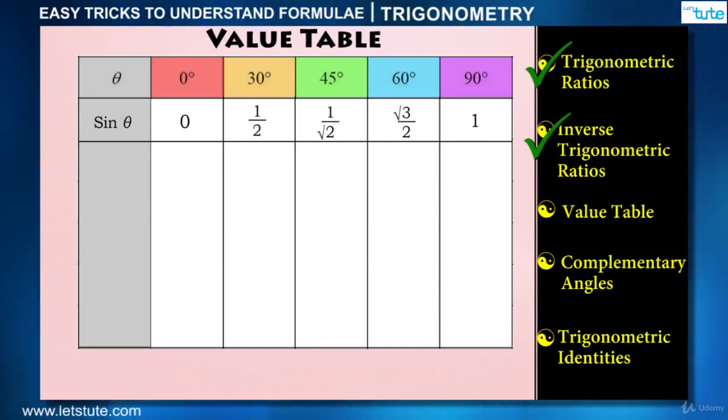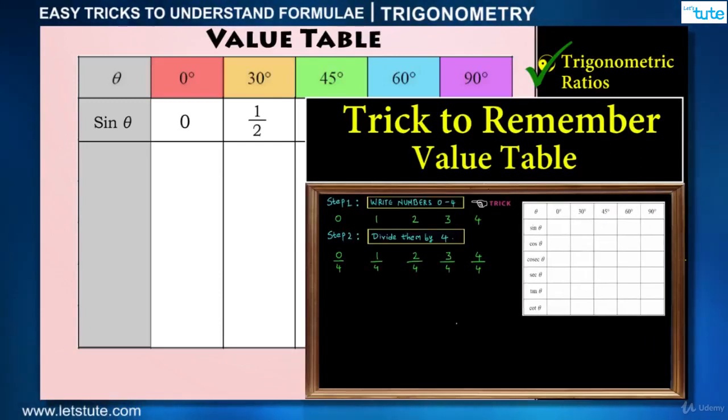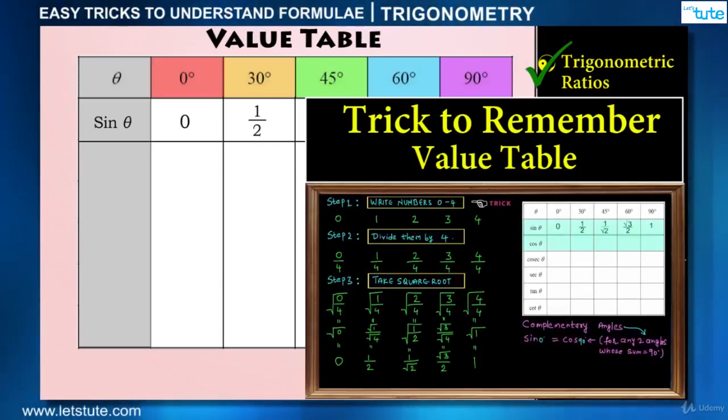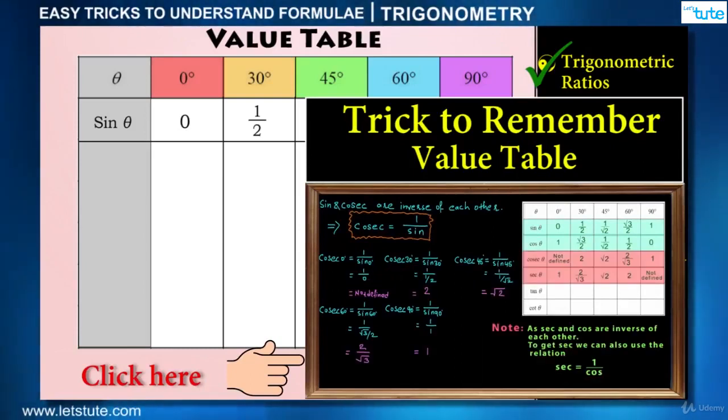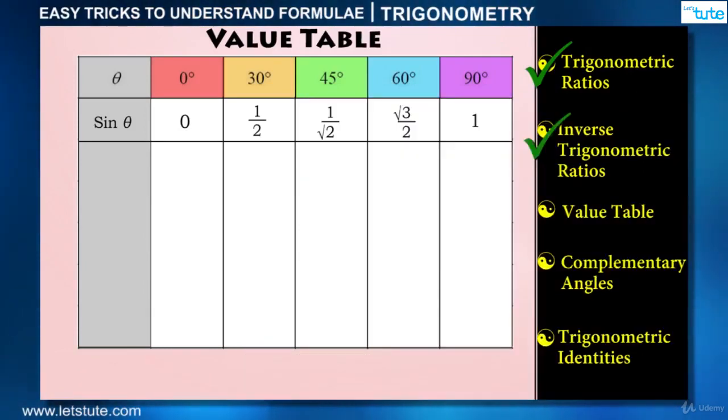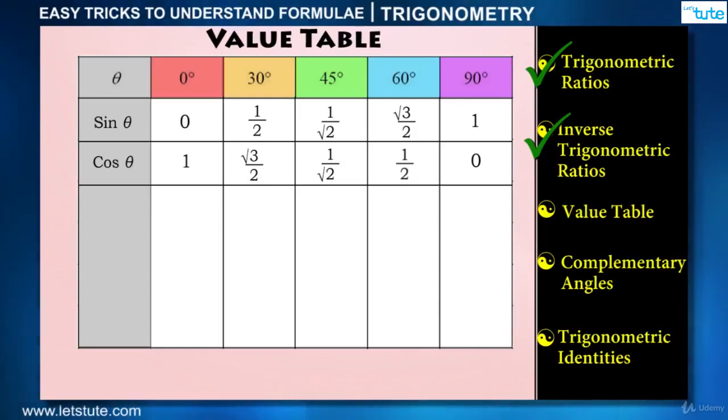Now recall, we have already learned this trick and its logical explanation too in one of our sessions. So if you wish to watch that particular session, you may click here. So after getting the values for sine, we get the values for cos by simply writing these values in reverse order. And once we get the values for sine and cos, we use the concept of inverse trigonometric ratios to get the further values.